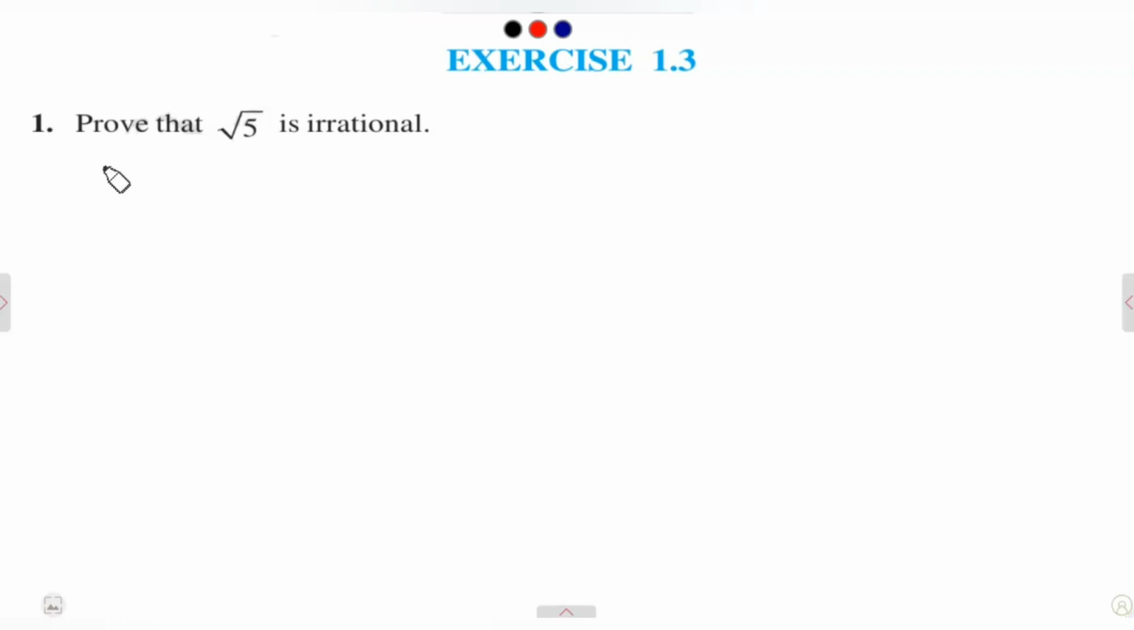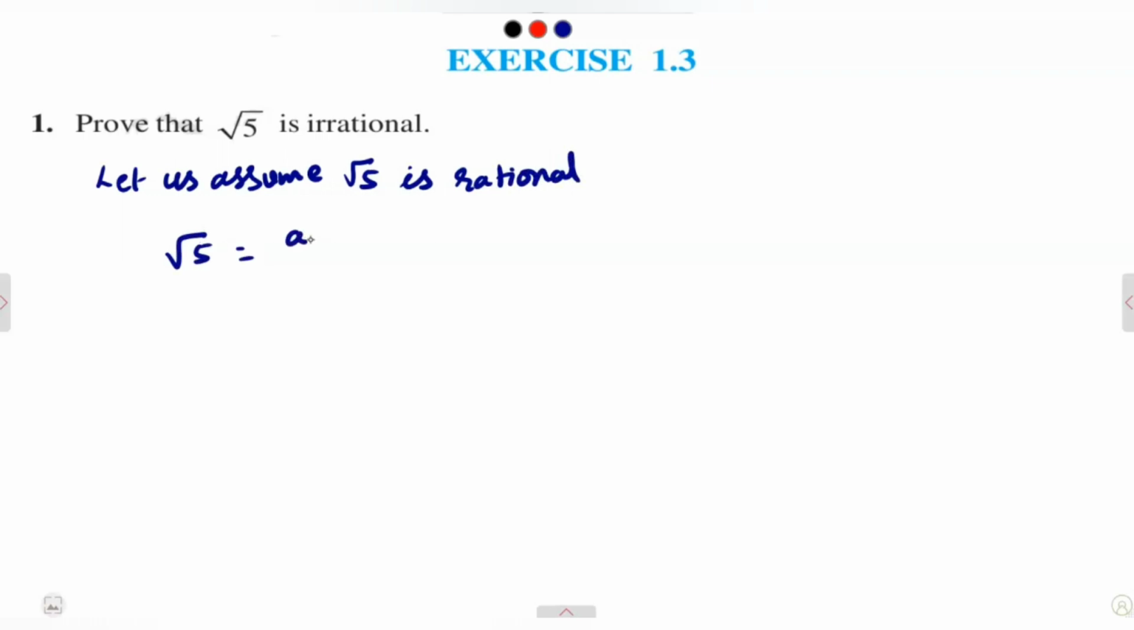In contrary to that, let us assume root 5 is rational. Rational means which can be written in the form of a by b. So I can write root 5 as a by b, where a and b are integers and b not equal to 0. For here you can think a and b is in simplest form also. That means a and b are co-prime. Co-prime means they don't have any common factor other than 1.